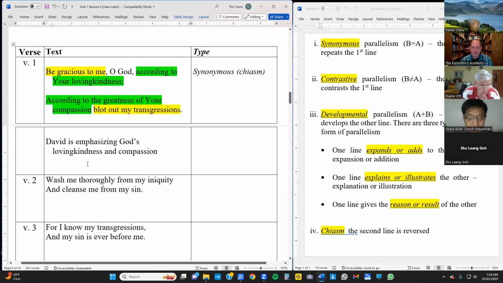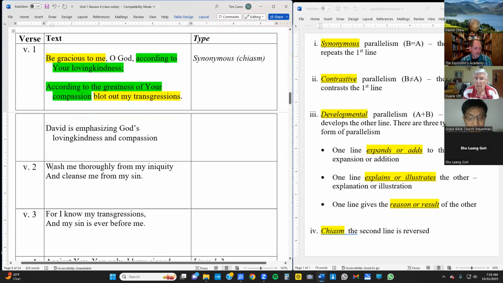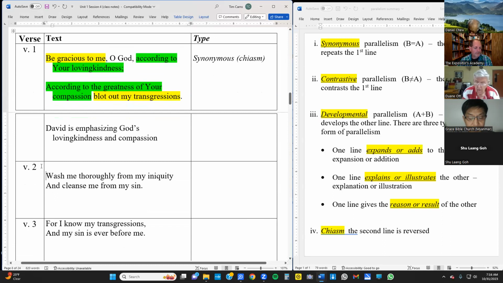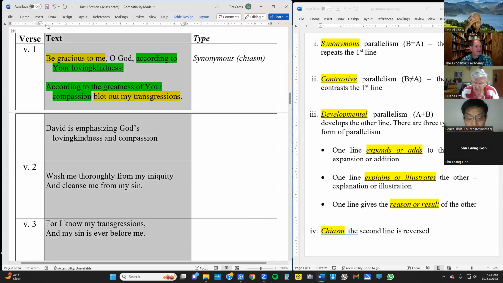All right. Let's go to the second line, and I'm going to ask one of you to read it, and then give what you think, what kind of parallelism it is. So we'll start. Dwayne was really excited about this assignment, so we're going to start with Brother Dwayne on verse 2. I got the first one wrong, but no problem. That's why we're doing this practice.